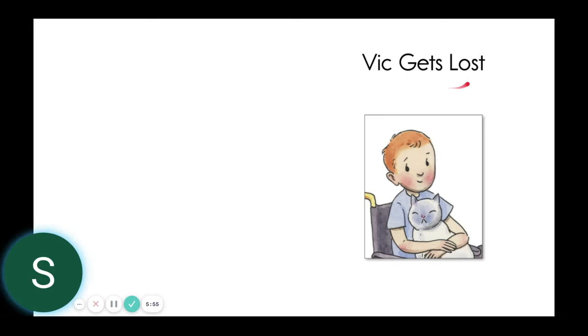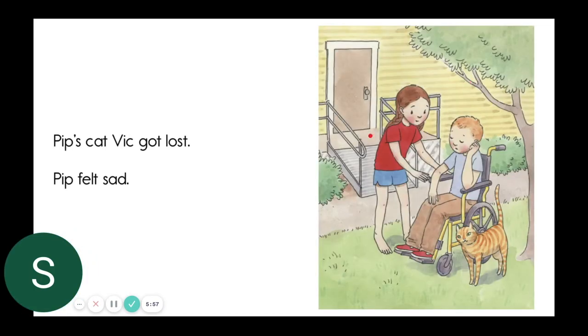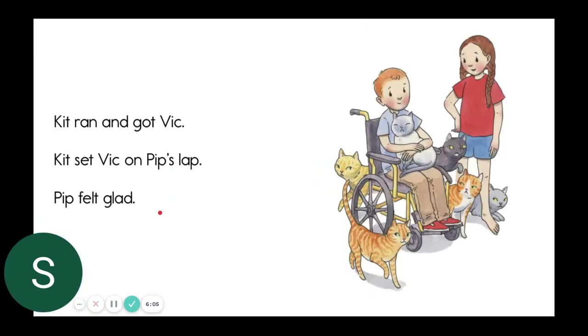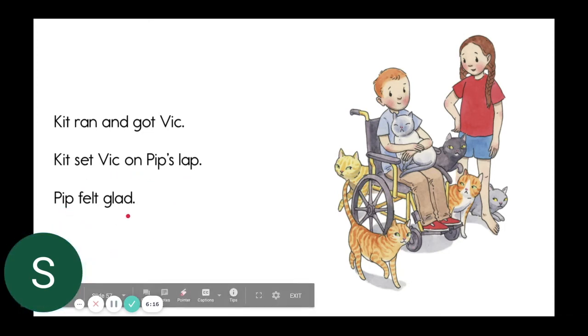Vic gets lost. Pip's cat, Vic, got lost. Pip felt sad. Kit ran and got Vic. Kit set Vic on Pip's lap. Pip felt glad.